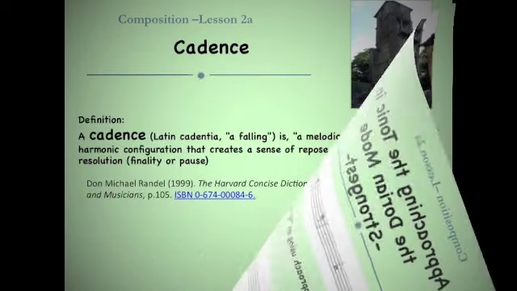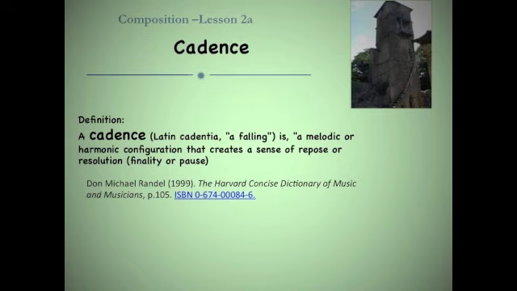Very strong cadence. Now, we've been talking about this thing called a cadence. Here's the definition. The word cadence comes from the Latin word cadentia, which means a falling, or a melodic or harmonic configuration that creates a sense of repose or resolution, finality or pause. Fancy words. It just means cadence is how you shut down a phrase, a musical phrase.